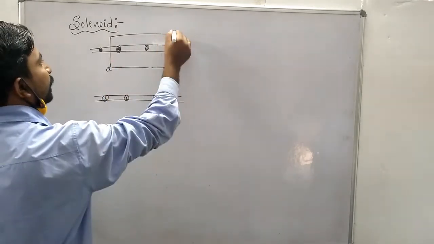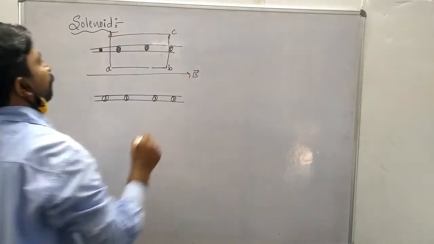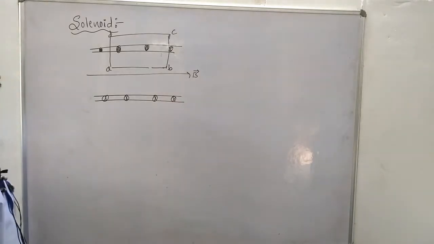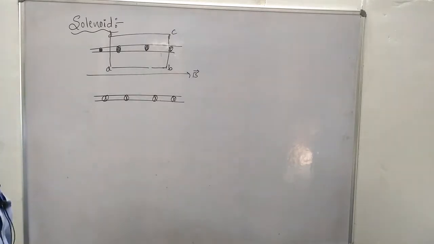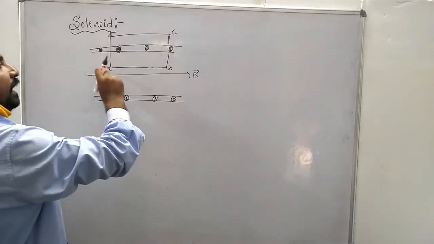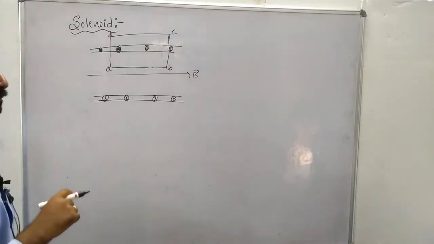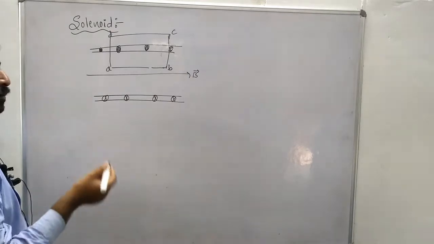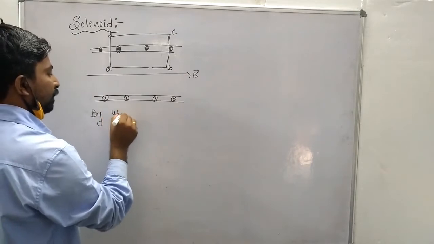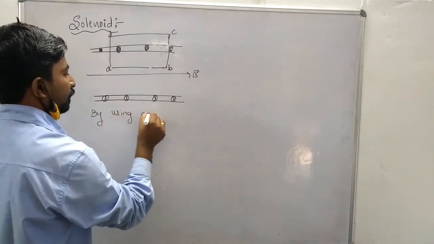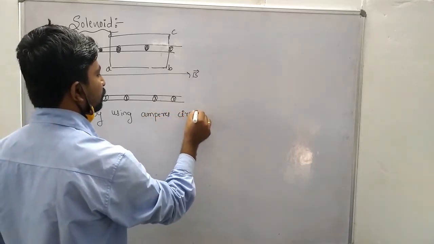A, B, C, D. This is the magnetic field B. Consider a vertical section of the solenoid as shown in the diagram. Now the rectangular Amperian loop for the turns of the solenoid is as shown in the diagram. So by using Ampere's circuit law.